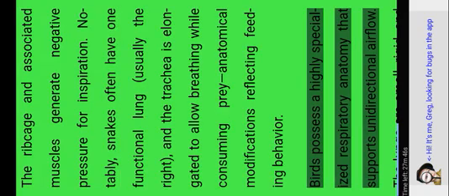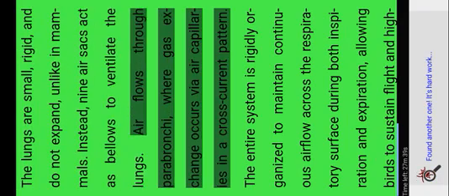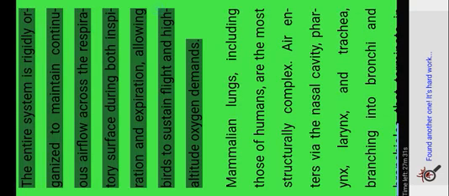Birds possess a highly specialized respiratory anatomy that supports unidirectional airflow. The lungs are small, rigid, and do not expand, unlike in mammals. Instead, nine air sacs act as bellows to ventilate the lungs. Air flows through parabronchi, where gas exchange occurs via air capillaries in a cross-current pattern. The entire system is rigidly organized to maintain continuous airflow across the respiratory surface during both inspiration and expiration, allowing birds to sustain flight under high-altitude oxygen demands.